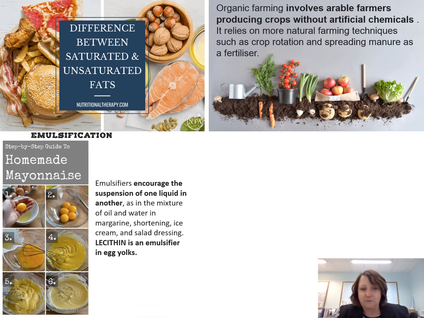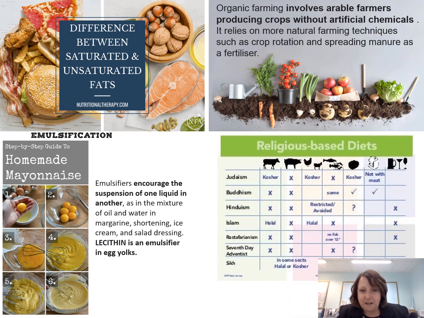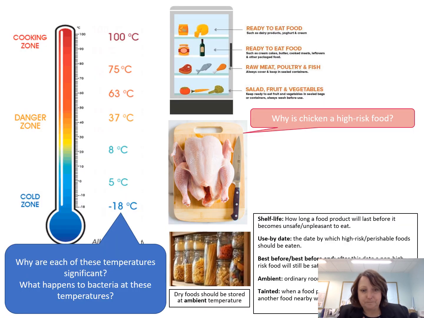So here we are with this difference between saturated and unsaturated fats. If you can't remember what that is, go and find out. There's a definition of organic farming. If you need to know more, go and find it out. Then knowledge about how we use emulsifiers to make mayonnaise, you might need to find that out. They're just reminders and prompts to give you a visual hint as to what the topic involves.